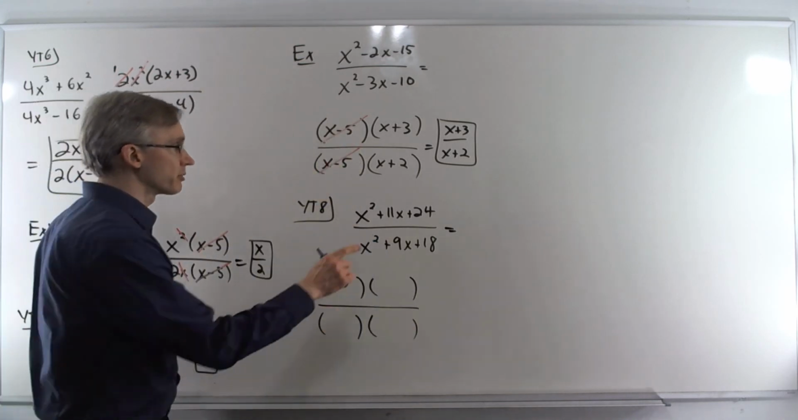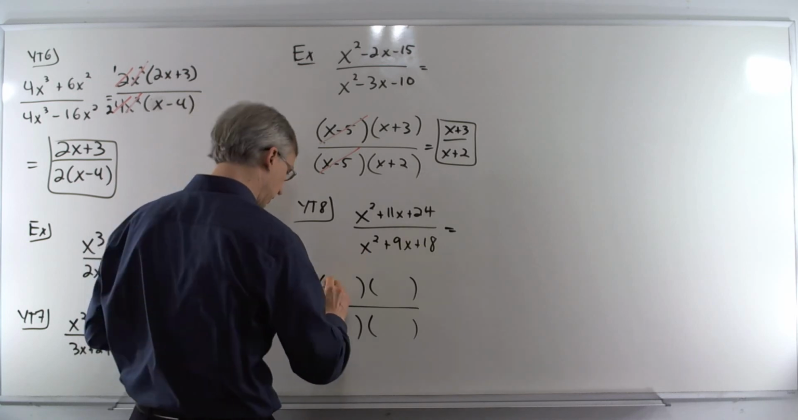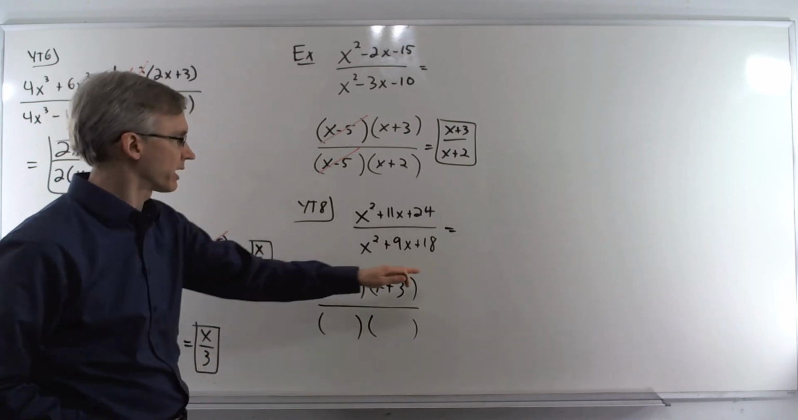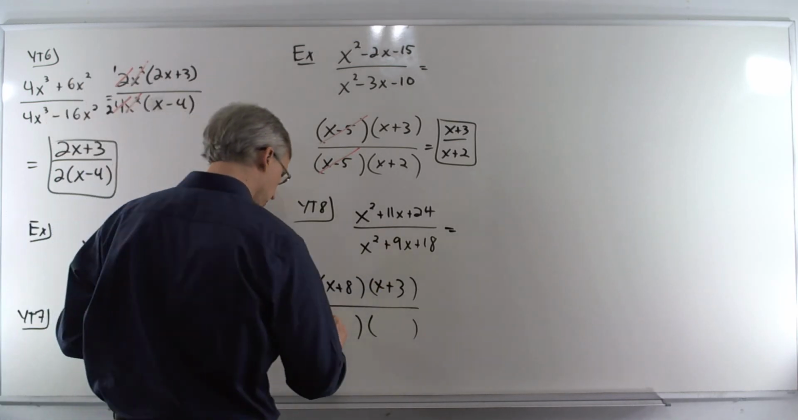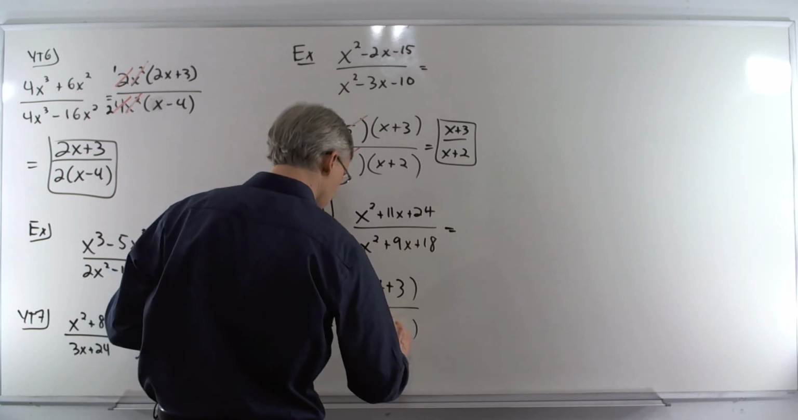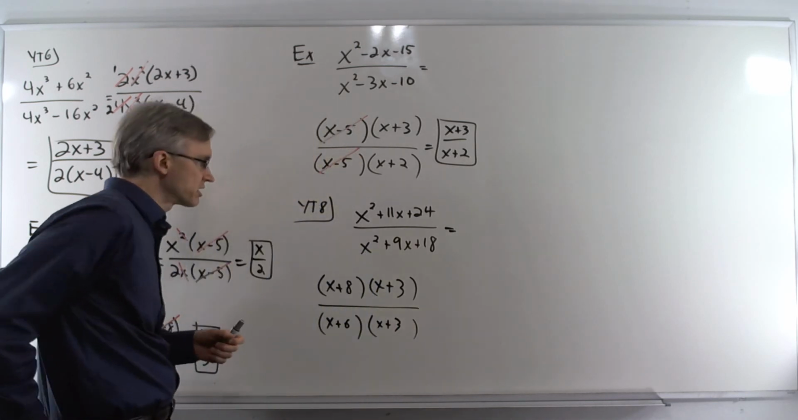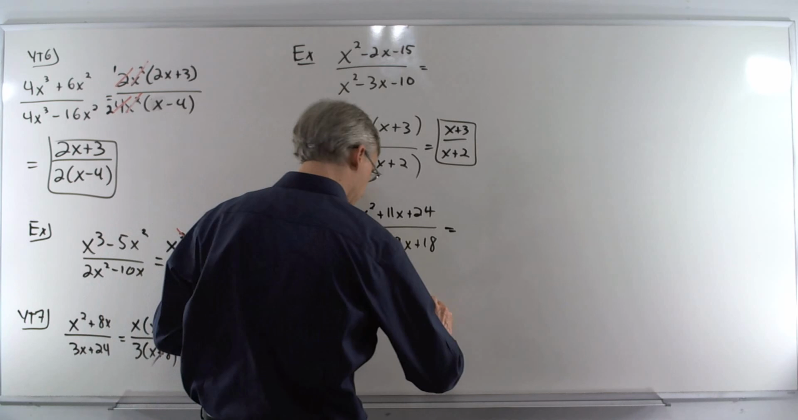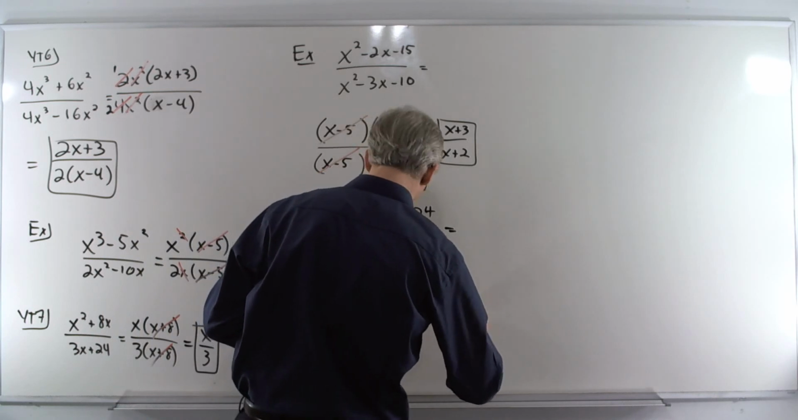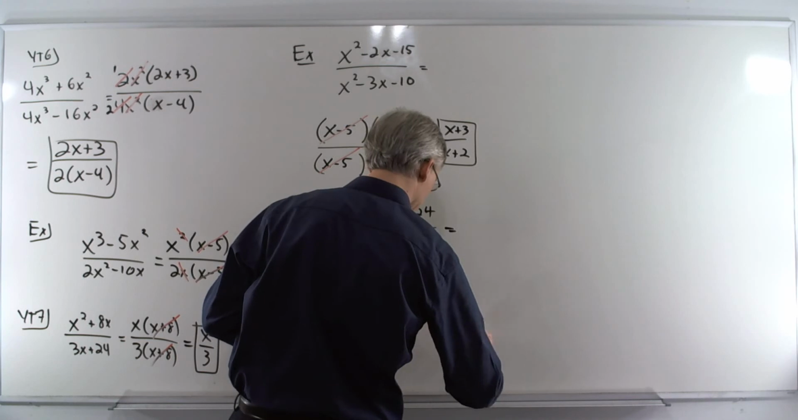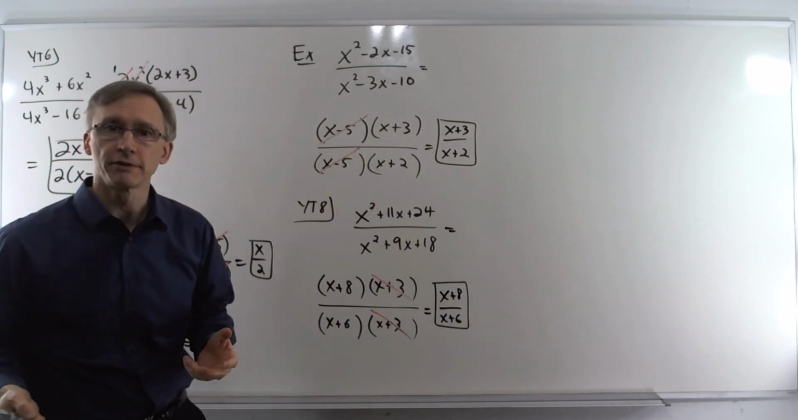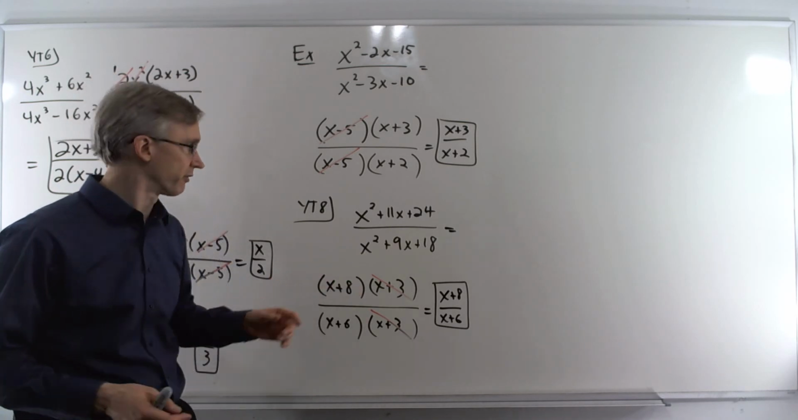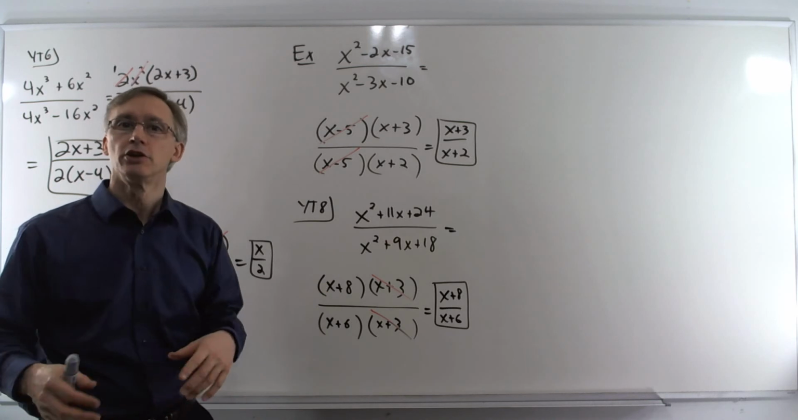Factoring the top, we need two numbers to multiply to get 24, add to get 11. That is going to be 8 and 3. And on the bottom, we need two numbers to multiply to get 18, add to get 9. That is 6 and 3. So there's our matches, x plus 3 over x plus 3. And we are left with x plus 8 over x plus 6. So one nice thing about these problems, they have some hints built right into them. We know we're going to end up with a matching binomial. So if you factor both the top and the bottom and you got no matches, you should go back and check your work.